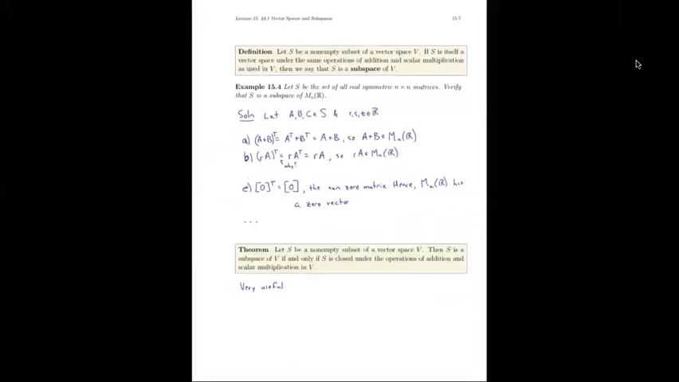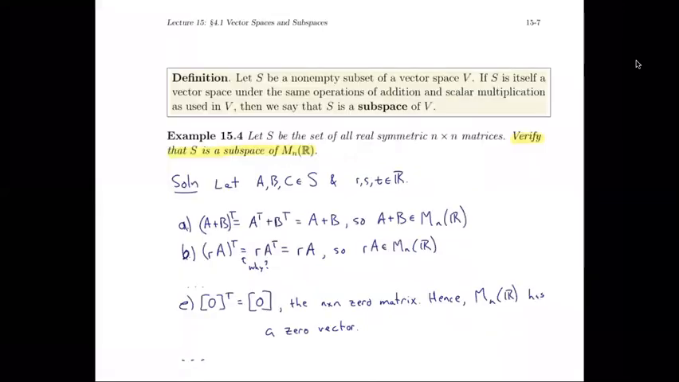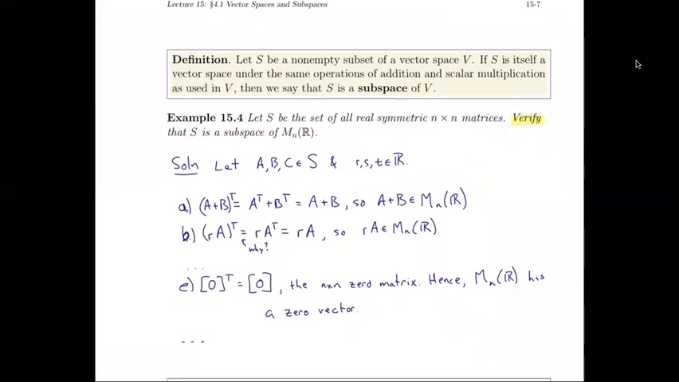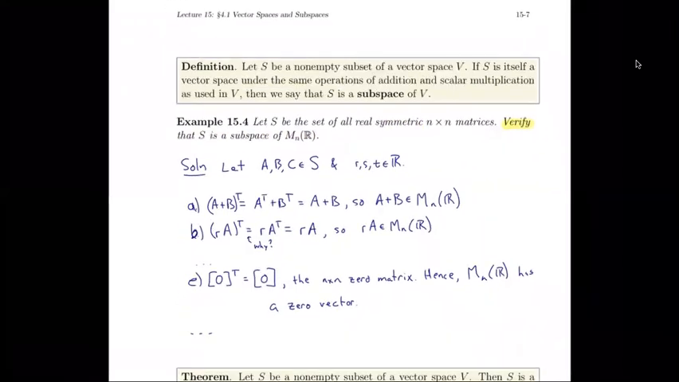So let's look at a non-trivial subspace here. Let S be the set of all real symmetric n by n matrices, and then verify that S is a subspace of the set of all n by n matrices. So the space M sub n is n by n real matrices. Now our space S is real symmetric matrices. So those are matrices that are symmetric. In other words, those are matrices for which A transpose is equal to A. So when we transpose the matrix, it's equal to itself still. Not all matrices satisfy that.